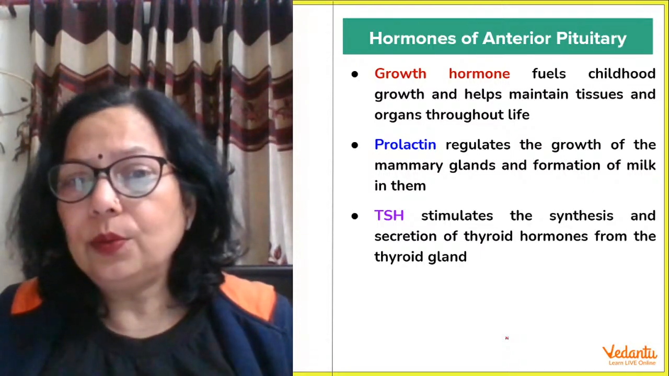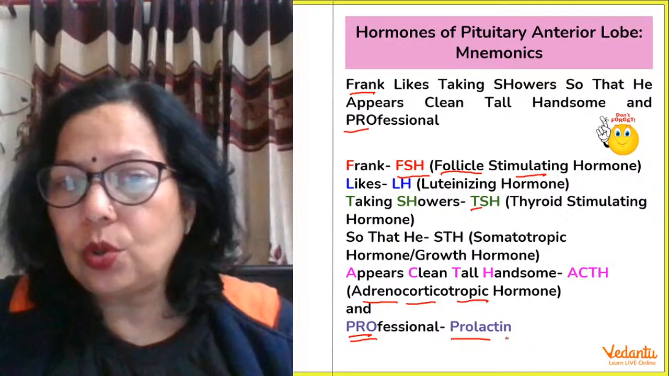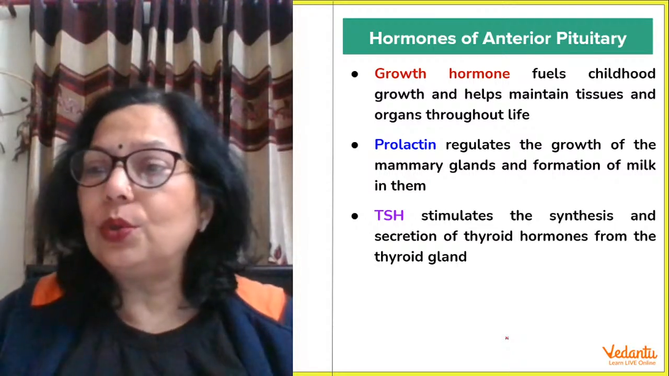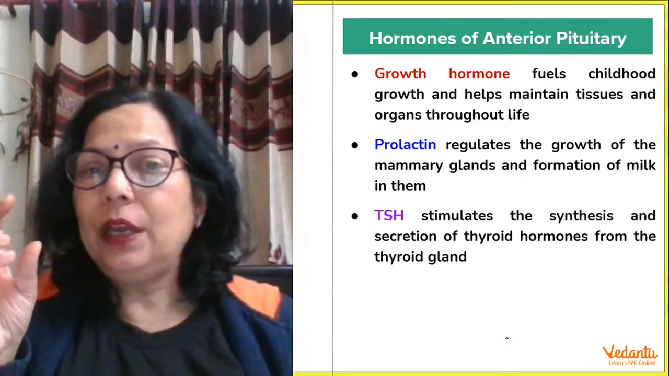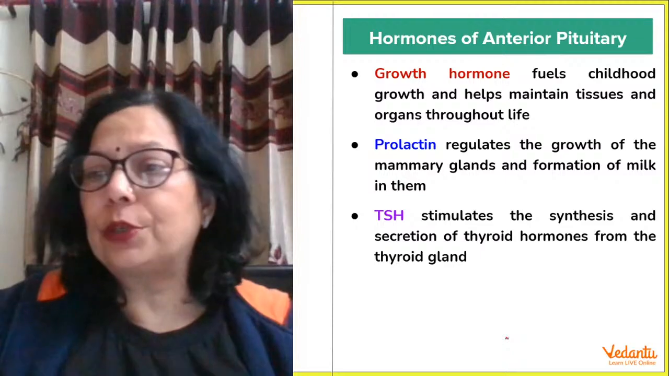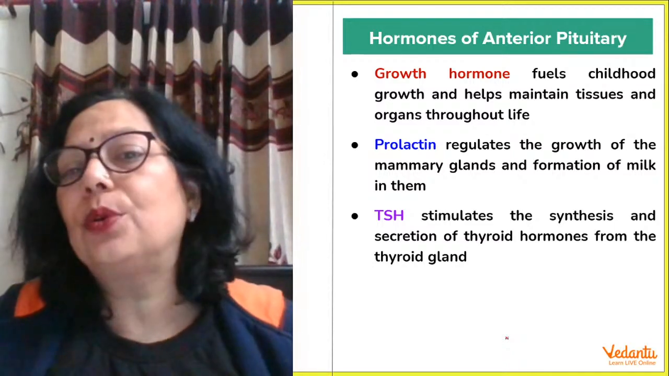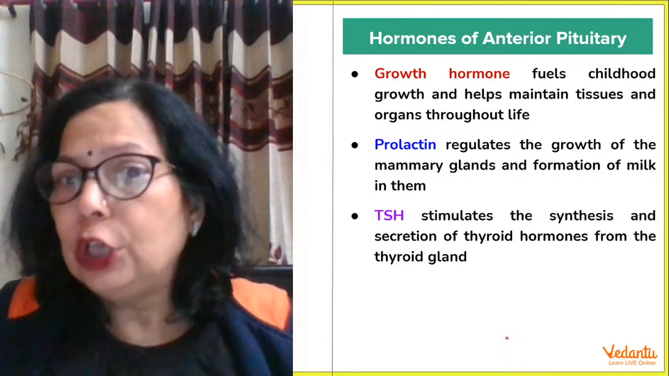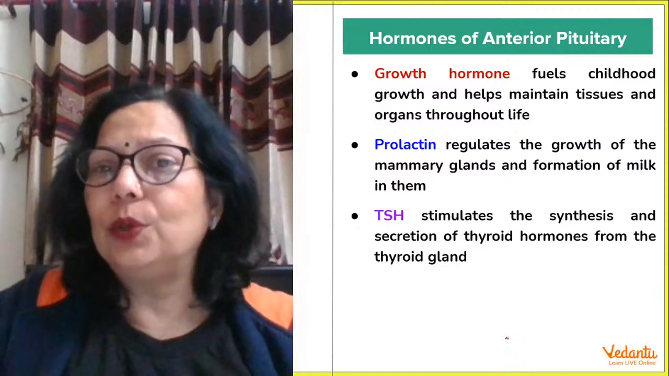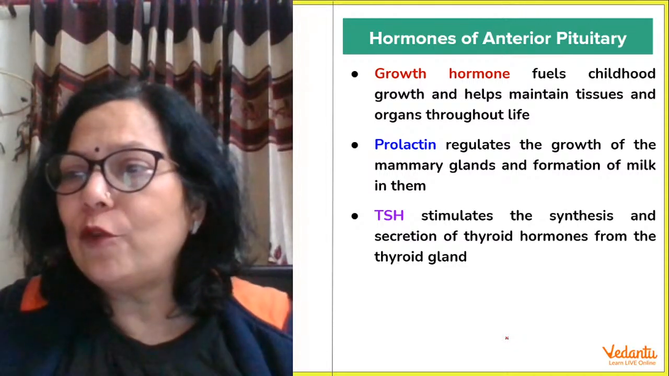So first hormone, now we are doing the functions of the hormones secreted by them. Growth hormone or the somatotropic hormone fuels childhood growth. From a newly born baby you grow into a big child, to 10, 12, 14 years, to a tall man, handsome boy, or a beautiful girl. It is the growth hormone which fuels childhood growth and helps maintain tissues and organs throughout life. So growth hormone gives direction to growth, secreted by anterior pituitary, right?